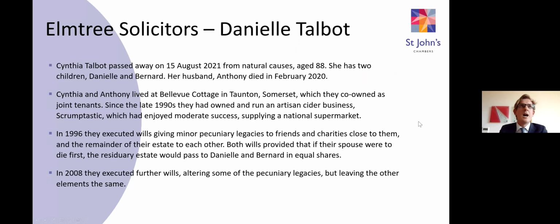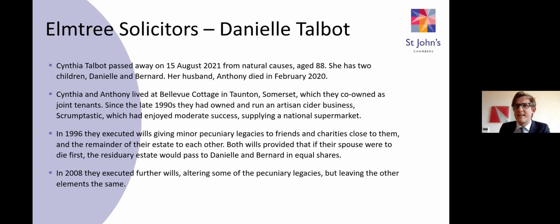Cynthia Talbot passed away on the 15th of August 2021 from natural causes, aged 88. She has two children, Danielle and Bernard. Her husband, Anthony, died in February 2000. Cynthia and Anthony lived at Bellevue Cottage in Taunton in Somerset, which they co-owned as joint tenants. Since the late 1990s, they've owned and run an artisan cider business called Scrumptastic, which had enjoyed moderate success, supplying a national supermarket. In 1996, they executed wills, giving minor pecuniary legacies to friends and charities close to them, and the remainder of their estate to each other.